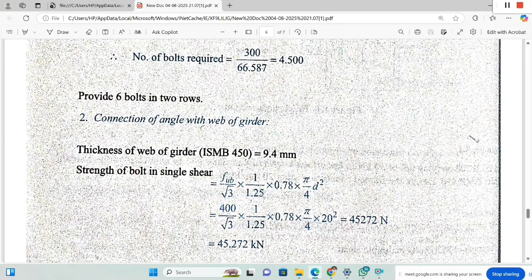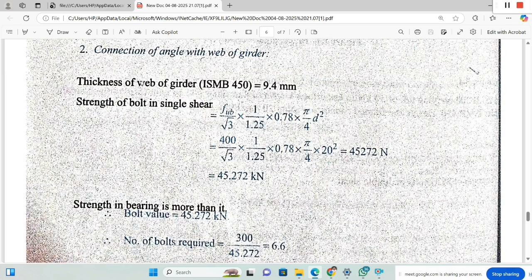That is connecting the secondary beam to the main beam, so 3 in each row. Now, connection of the angle with the web of the girder. So the main beam: connection of the cleat angle to the web of the girder. The web thickness of the main girder is 9.4, which you will get from the steel tables for ISMB 450.